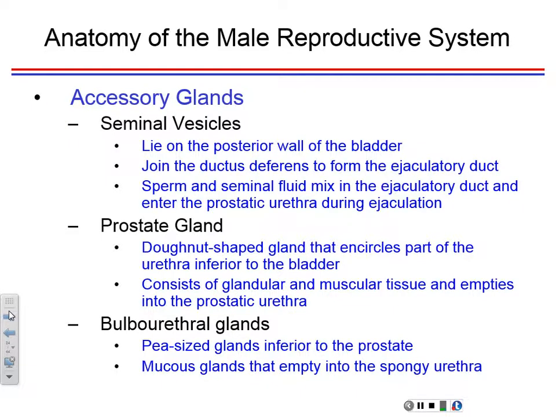Right? So the seminal vesicles, they're posterior to the bladder. They produce a fructose solution. Fructose is a sugar that is used for energy by the sperm cells. All right? And then, of course, when it joins the dilated vas deferens at the ampulla, the duct of the seminal vesicle becomes the ejaculatory duct.